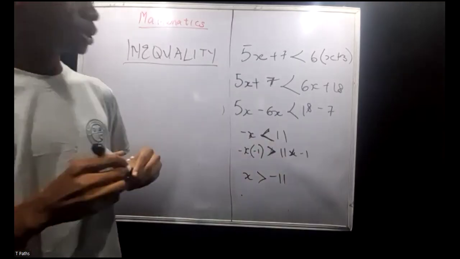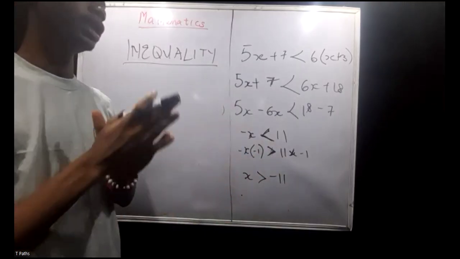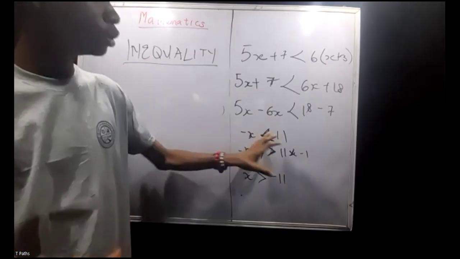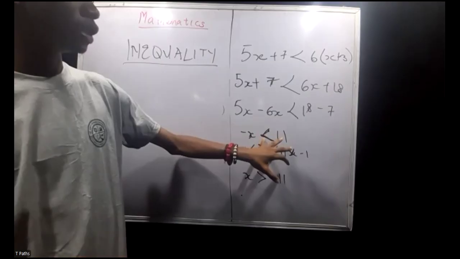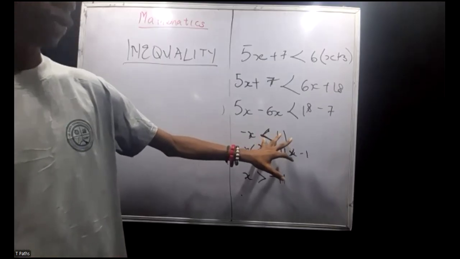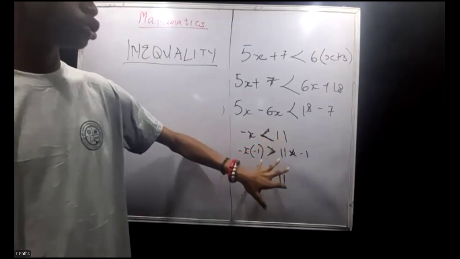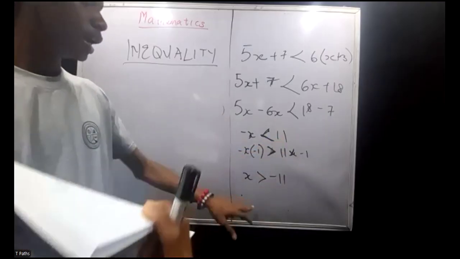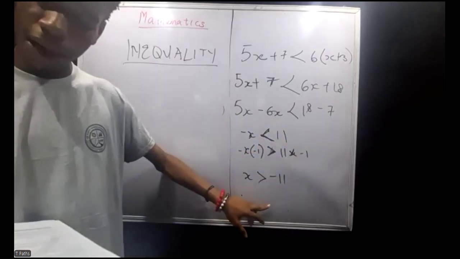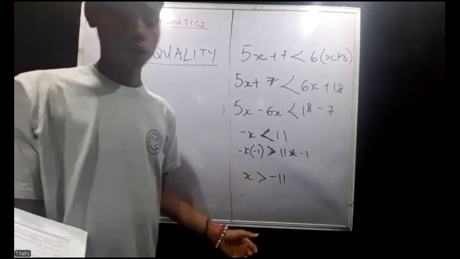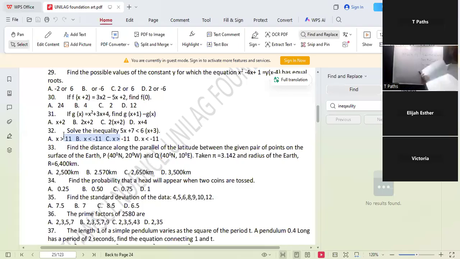I repeat, anytime you are dividing by a negative number, or multiplying by a negative number, the sign of the inequality is going to change. If it were greater than, it will change to less than. And if it is less than, it will change to greater than. So here I have x is greater than minus 11, which is option C in the question. So let's take one more question before we call it a day.